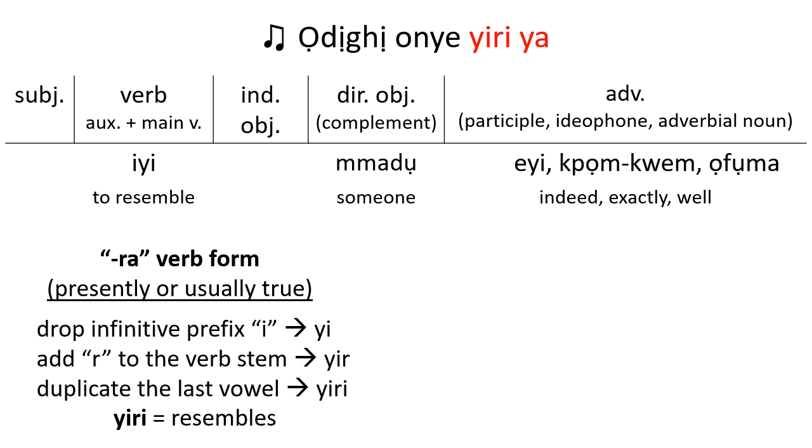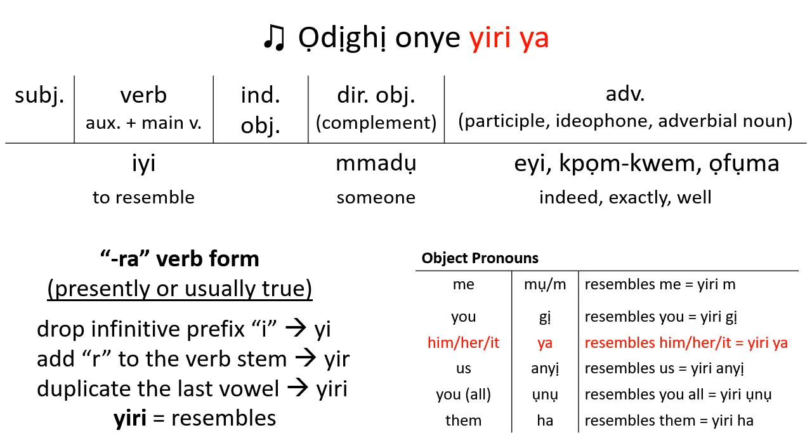What comes after yiri in Ọdi onye yiri ya is the direct object. In the table, mmadụ is someone, but mmadụ can be anyone. So in the sentence, we've replaced mmadụ to say who the no one specifically resembles. Ya is the object pronoun him. Resembles who? Resembles him. Since we're talking about object pronouns, let's look at the other object pronouns.